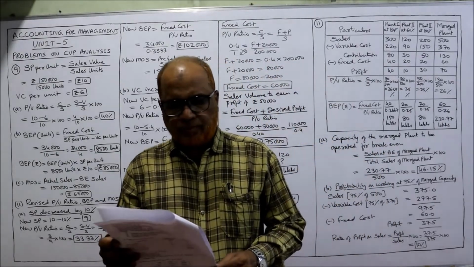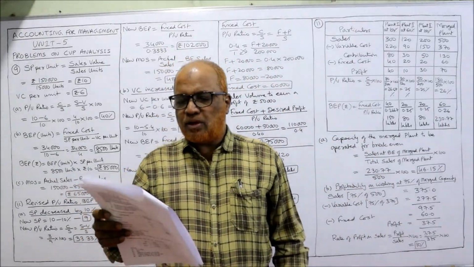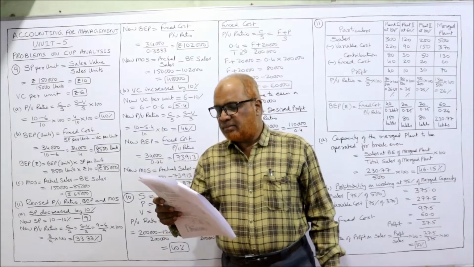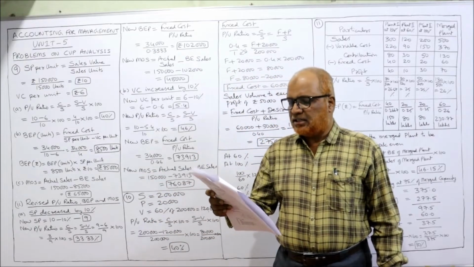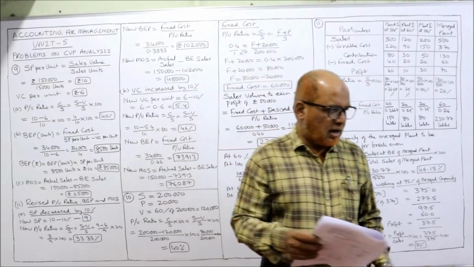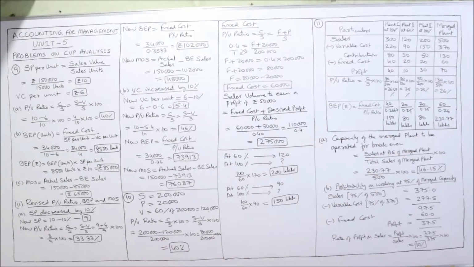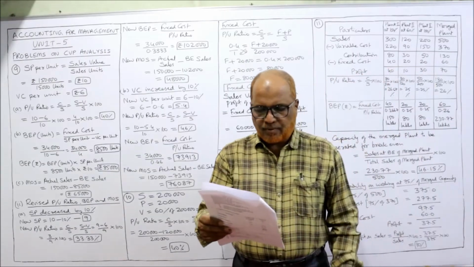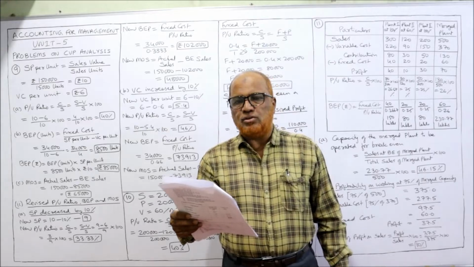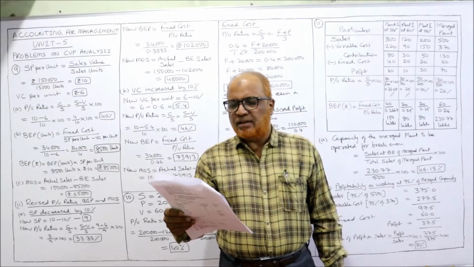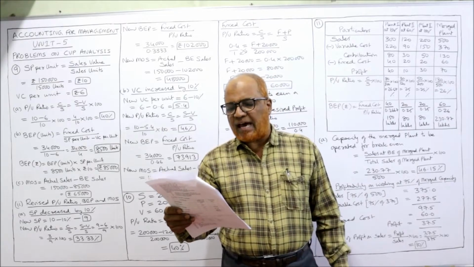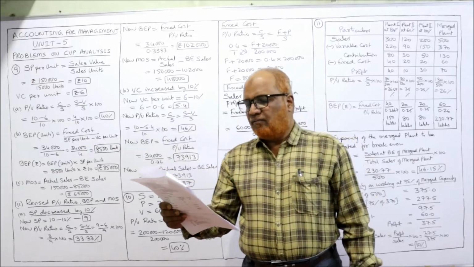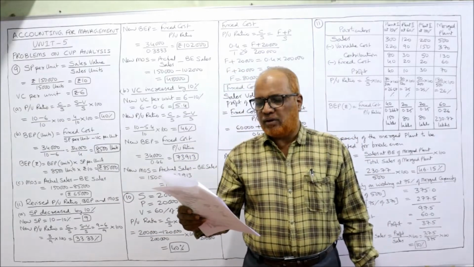See the 9th problem. Manali Corporation Limited has prepared the budget estimates for the year 2017-18. Sales in units are 15,000. Fixed expenses are 34,000 rupees. Sales value is 1,50,000. Variable cost is rupees 6 per unit.